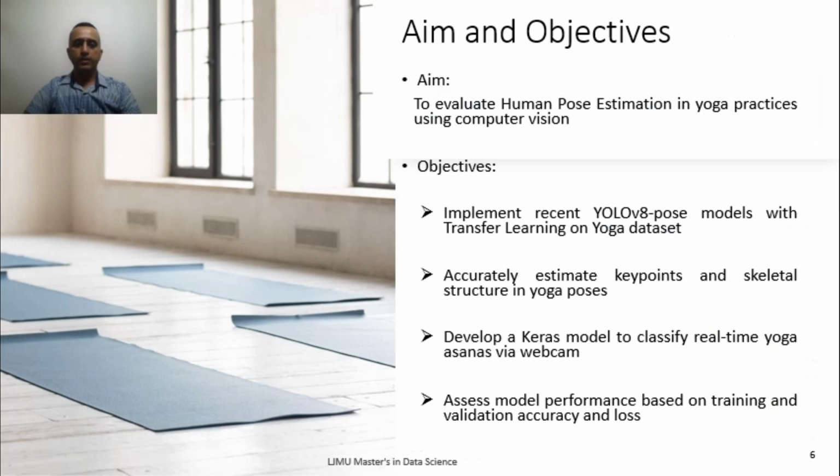The aim of this study was to evaluate human pose estimation in yoga practices using computer vision. The objectives were as follows: to implement the recently released YOLO V8 pose models with transfer learning on yoga dataset, to accurately estimate the key points and skeletal structure in yoga poses, to develop a Keras model to classify real-time yoga asanas via webcam, and to assess model performance based on training and validation accuracy and loss parameters.